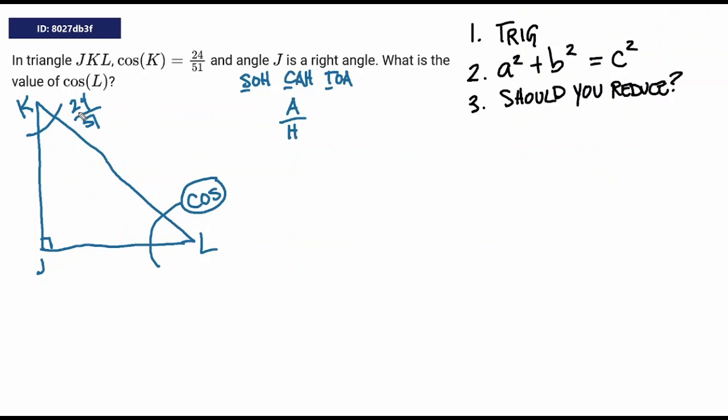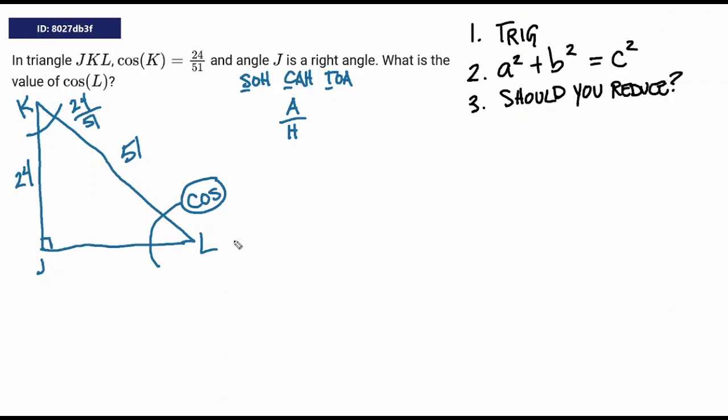So they're telling you that the cosine is 24 over 51. Hypotenuse side is easy, right? You know what hypotenuse is. So that's 51. What's adjacent? Well, adjacent means next to. And which of the sides of this triangle is next to angle K? It's obviously this one. So that's 24. Okay, so that's the trig part, basically.